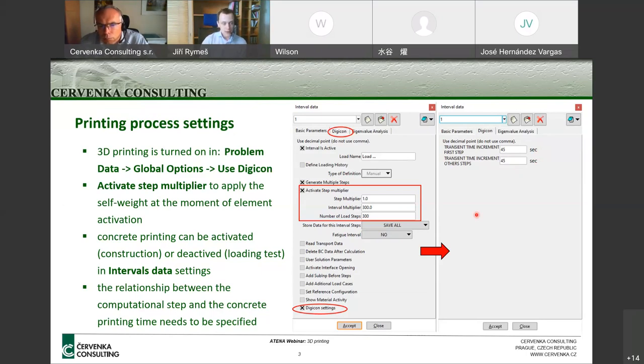Also, to be sure that the self weight or shrinkage is activated correctly, you should use this activate step multiplier and set it to 1. After that, you can add another interval. For example, after you finish the 3D printing, you want to conduct a load test to see how much load your structure can carry after the 3D printing or after some time of hardening. So after that, in the new interval, you will uncheck this Digicon settings and use it as you normally do while doing static ATENA analysis.